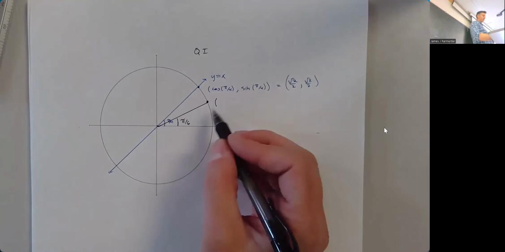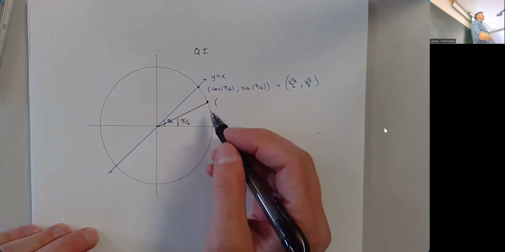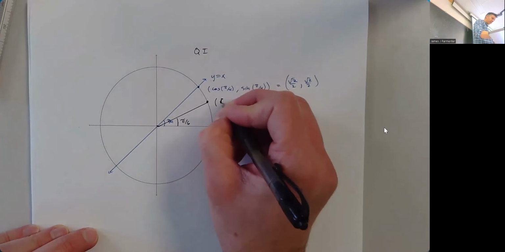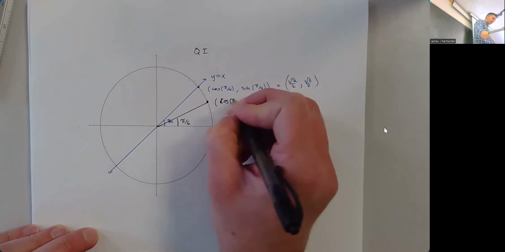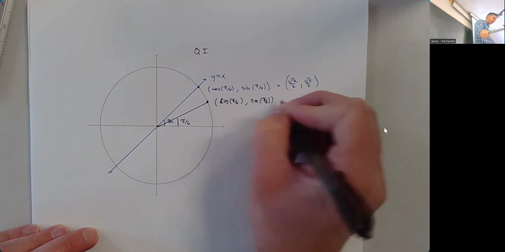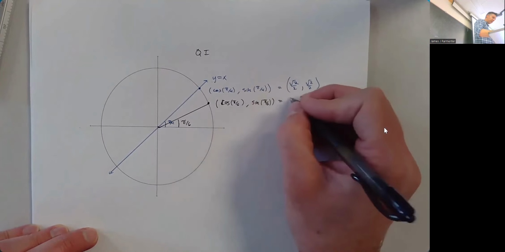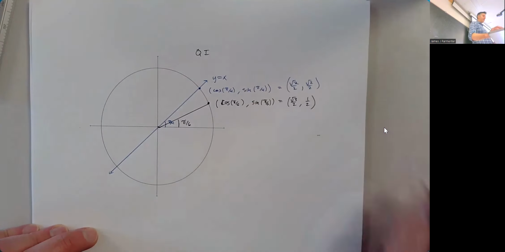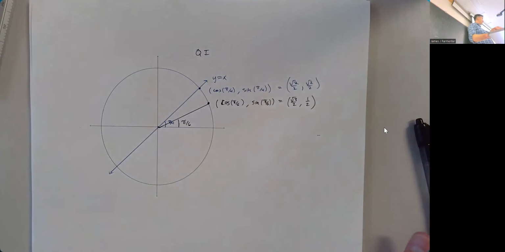But if I know that over here the x value should be larger than the y value, I know that the cosine value should be bigger than the sine value. So over here, I'm getting the cosine value to be root 3 over 2 and the sine value to be 1/2, because I know that root 3 is bigger than 1. How much is root 3? About 1.7. So root 3 over 2 is definitely bigger than 1 over 2.